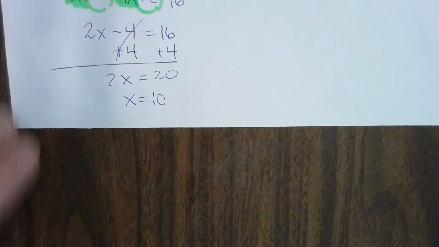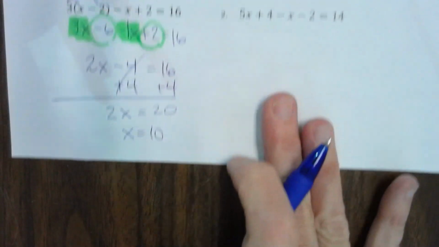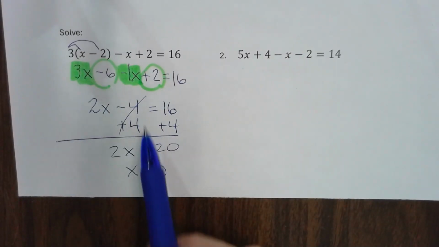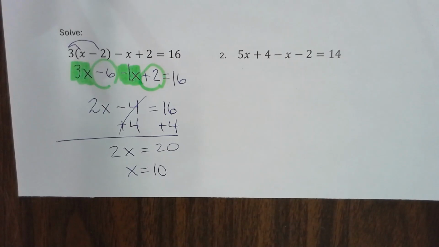How'd y'all do? Do you have a question? So remember, distribute, then combine like terms, and then it's a 2-step equation. Does anybody have a question on that? If you got stuck, I can come look and see what happened. You good? Okay.